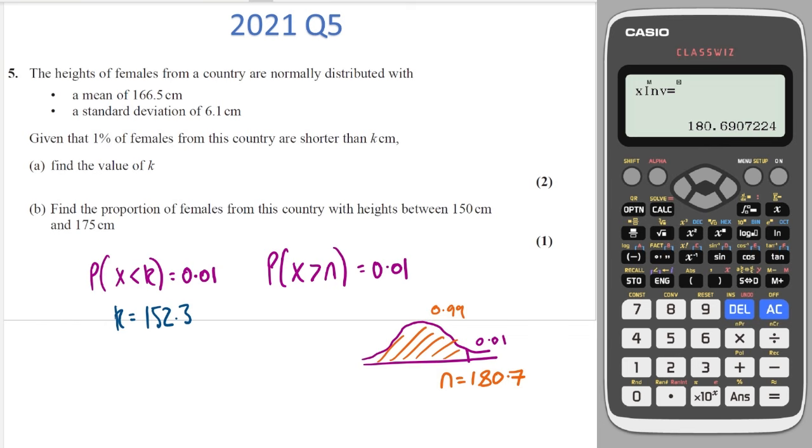Next, we're asked to work out the proportion of females in the country between those two heights. Well, what we're going to have to do is go to the distribution, and that's normal CD, and it gives us a lower and an upper bound, so we can just type in 150, 175, and keep the same standard deviation and the same mean, and that will give you an answer of 0.915. So this is 0.915. Perfect.